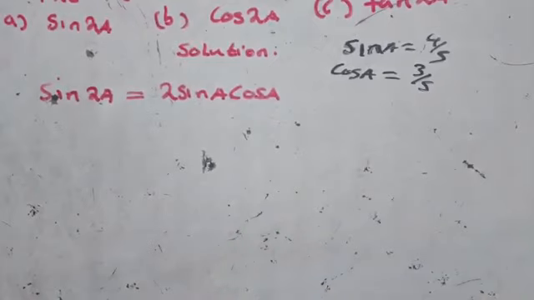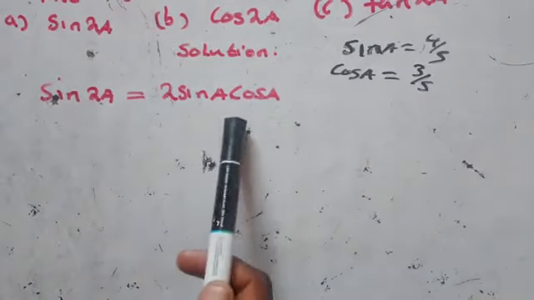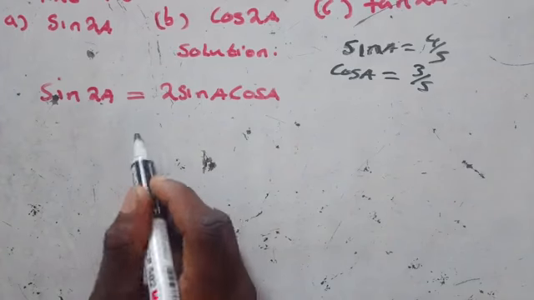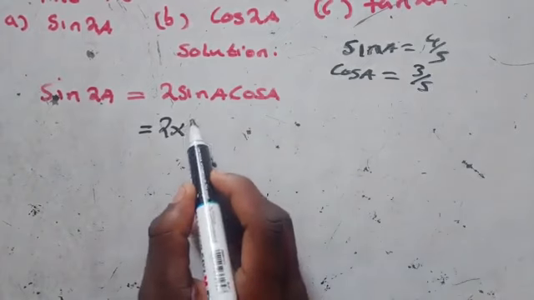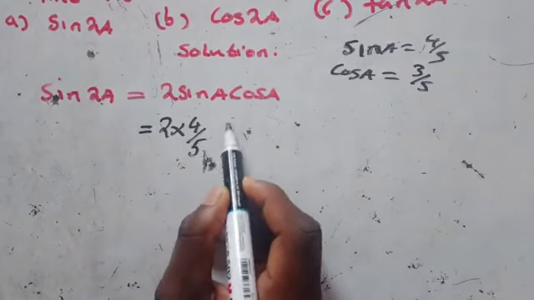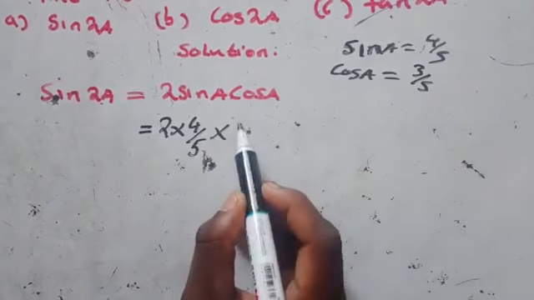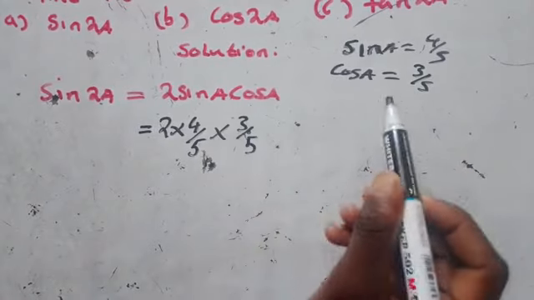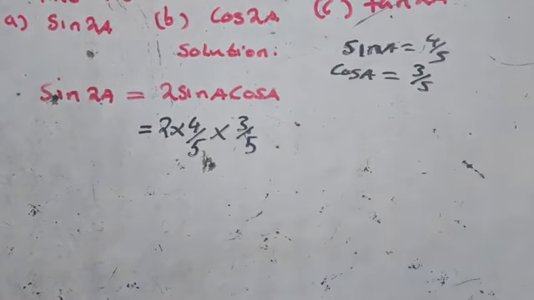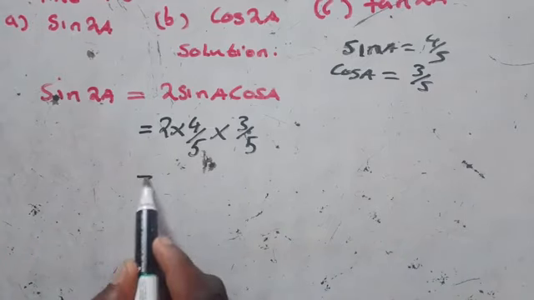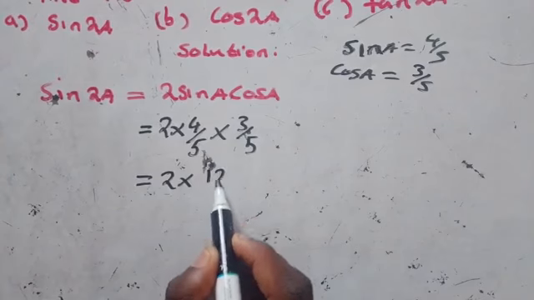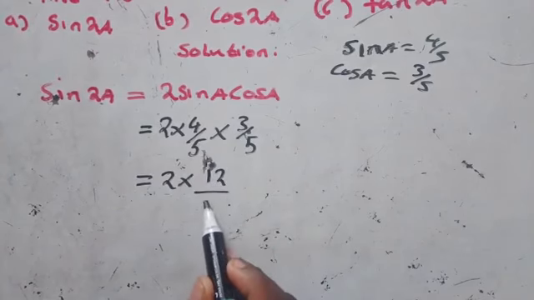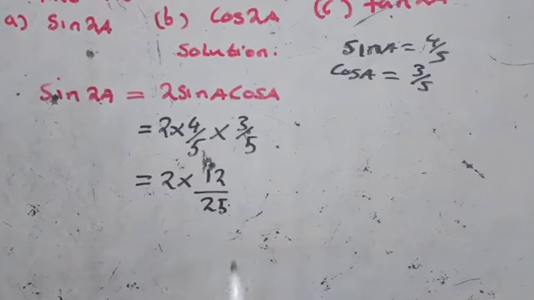Okay, so we know that sin 2A is equal to 2 sin A cos A. So here we are going to have 2 multiplied by sin A, it's 4 over 5, multiplied by cos A, which is 3 over 5. We have found this, and this we are given in our question. So here just do the multiplication. So we're going to have 2 multiplied by 4 multiplied by 3, it's 12 over 5 multiplied by 5, which is 25.